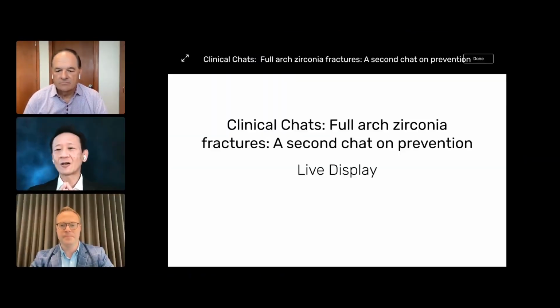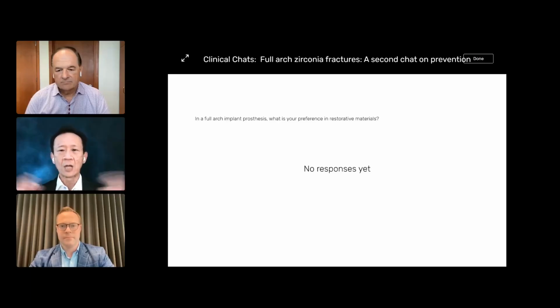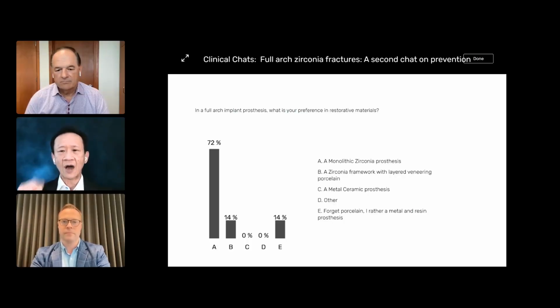Ruby, maybe we can start our poll first, because I want to know, in a full arch implant prosthesis, what is your preference in restorative materials? Is it monolithic zirconia prostheses? Is it a zirconia framework with a layered veneered porcelain? Is it a metal ceramic prosthesis? I'm going to put 4 as another type of prosthesis, and then 5, forget it, I'd rather do a metal and resin prosthesis.